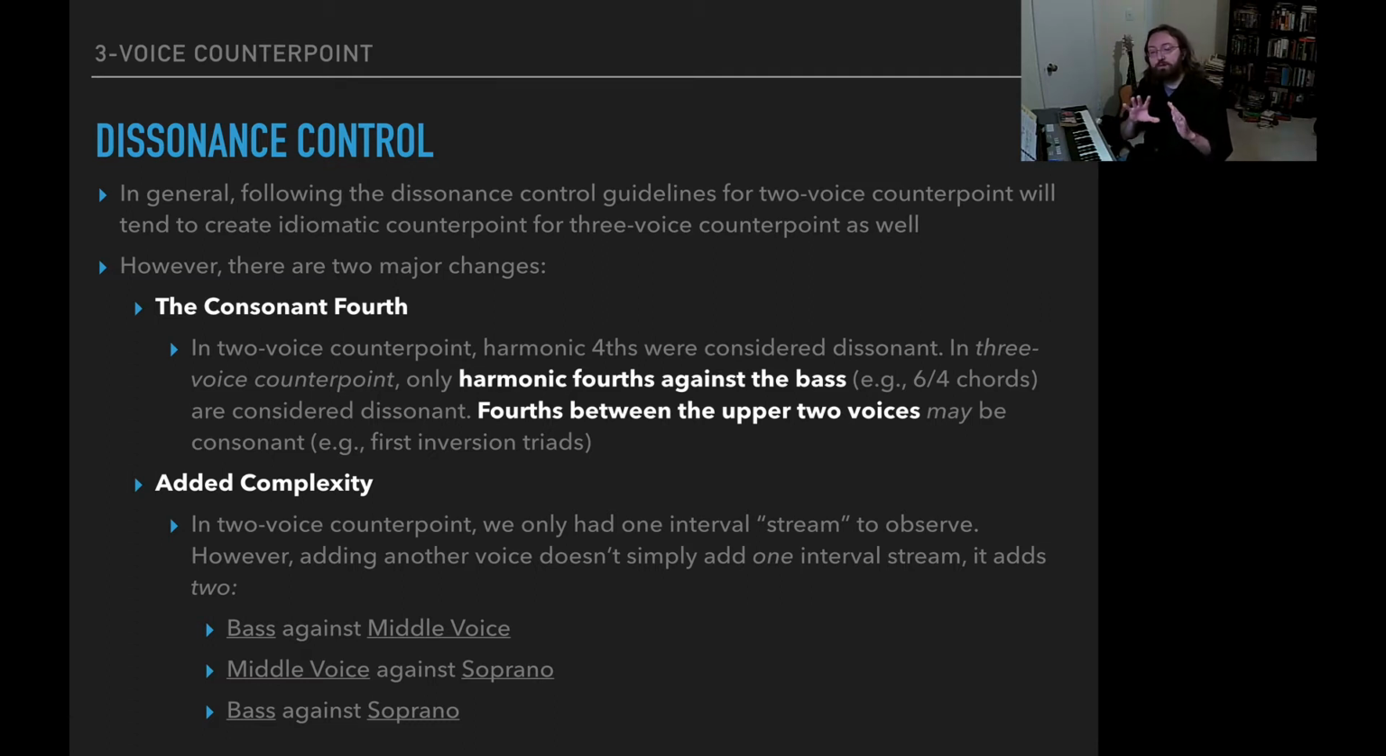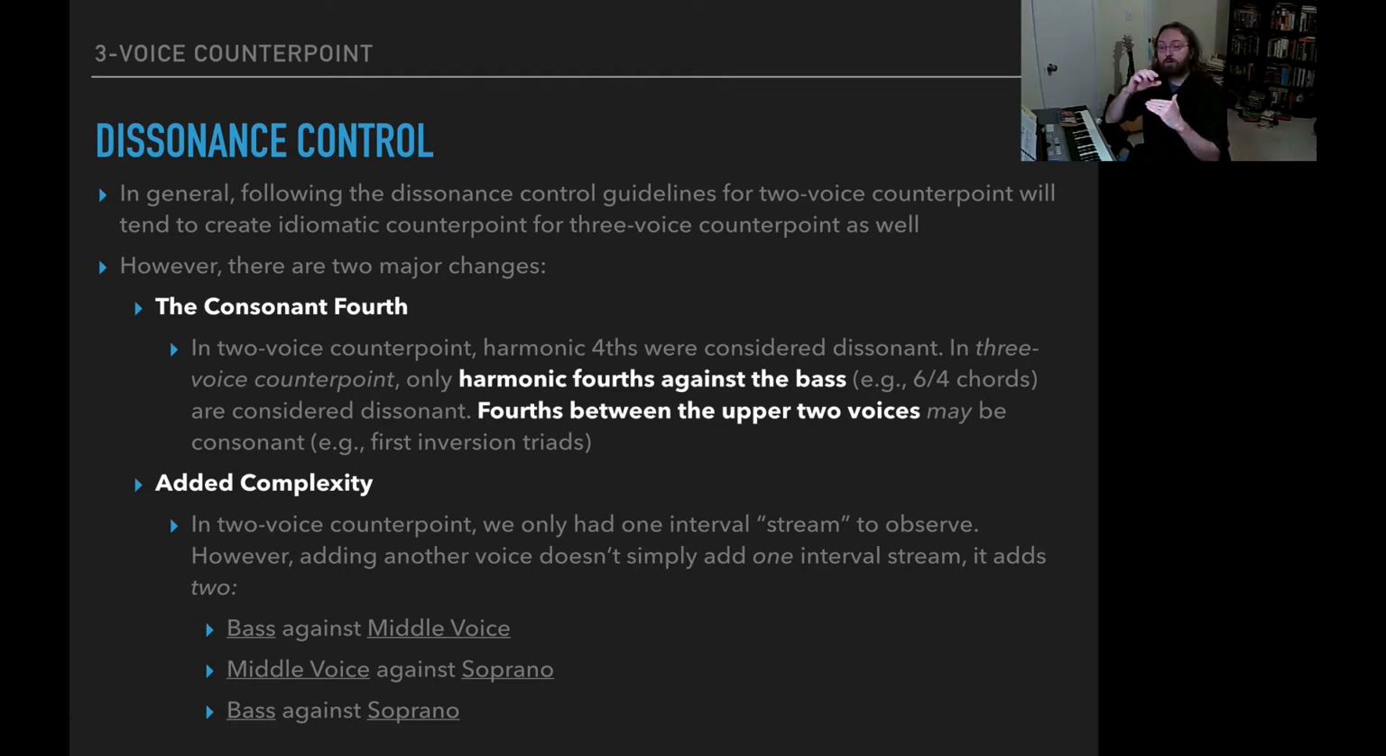However, there are a few major changes that we should account for as we're working with three-voice counterpoint. The first of those is the consonant fourth. When we were working with two-voice counterpoint, fourths were typically considered dissonant. They needed to be resolved. However, in three-voice counterpoint, this is not always the case. Only harmonic fourths against the bass need to be resolved. In other words, if you are measuring from the bass voice up to another voice and you produce a fourth, that fourth is considered dissonant.